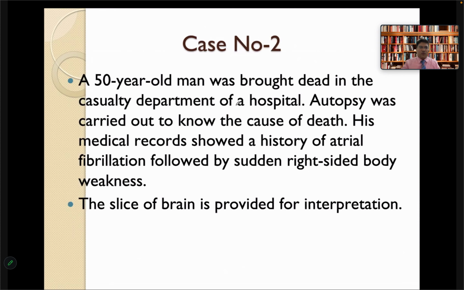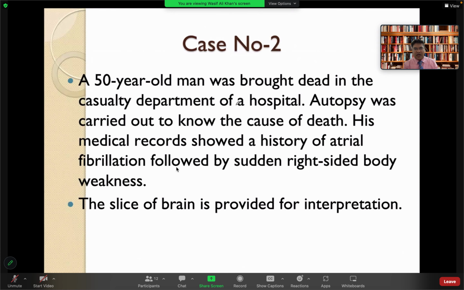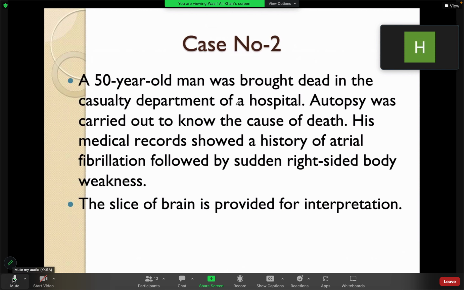Then next, case number 2. So am I clear with case number 1? Any doubt, any query? Clear, doctor.